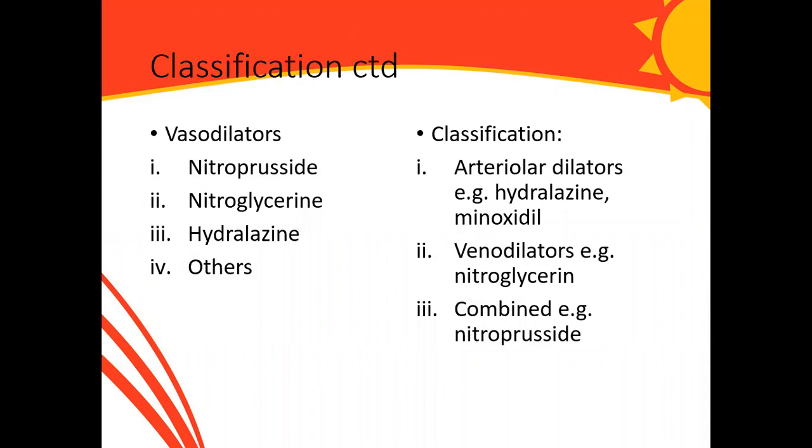So coming down to vasodilators, we have examples such as sodium nitroprusside, nitroglycerin, hydralazine, and others. They are classified based on their site of action. Those that cause arteriolar dilatation are known as arteriolar dilators, and examples are hydralazine and minoxidil. The venodilators are those that cause venodilatation, an example being nitroglycerin. Agents like nitroprusside have both arteriolar and venodilator properties.